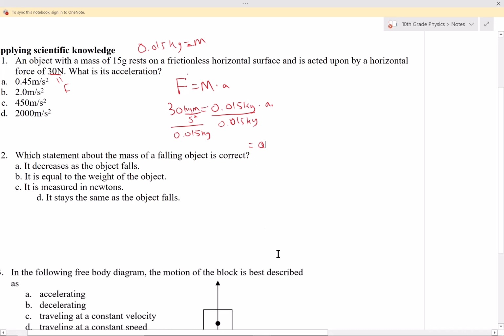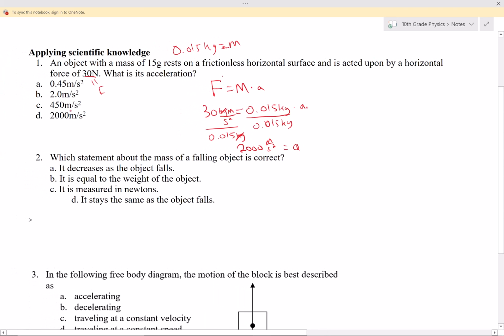is 2,000. And then what would happen is the kilograms here would cancel out the kilograms there, and we have meters per second squared, which is how acceleration should be measured, right? Is in meters per second squared. So in this case, we get D.